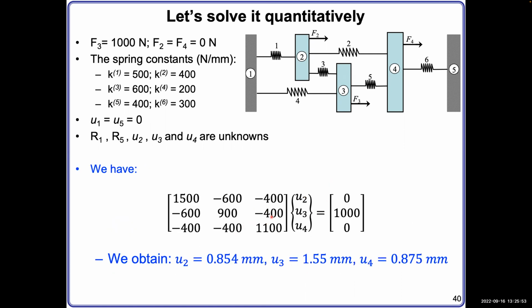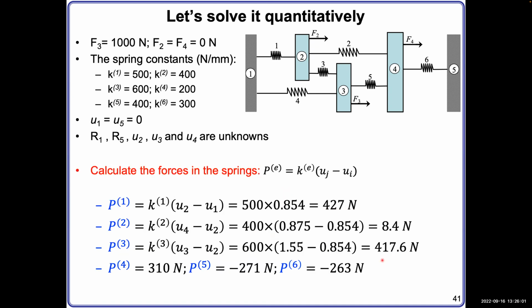Now, once we have this, very nice catch. We can calculate the 3 displacements, and then from the 3 displacements, we can combine with the other 2 known displacements. Then we can calculate the force in each spring. Each spring force is the corresponding spring constant times the elongation, right? So then we can calculate P1, P2, P3, P4, P5, P6. Usually people write a P, sometimes people write an F. Either way is fine, okay?